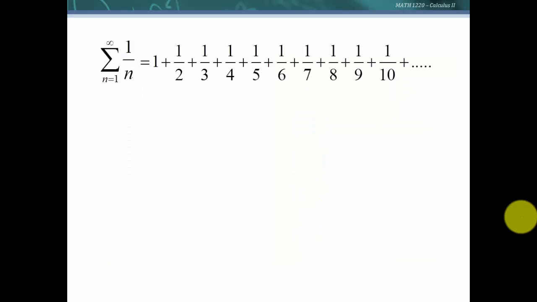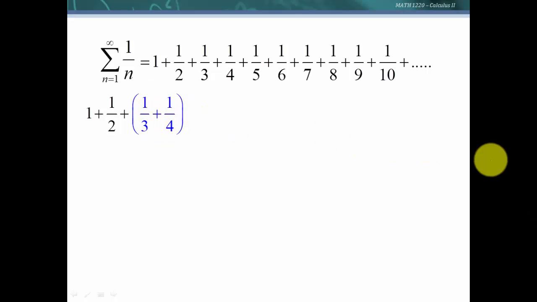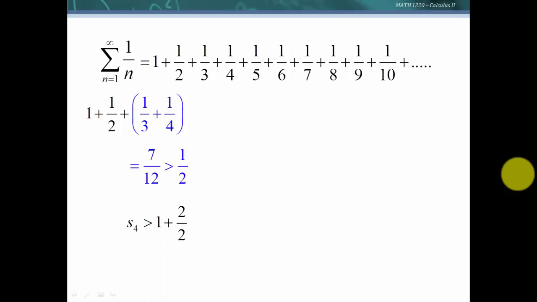So let's look, and what if we added up the first two terms? We'd have 1 plus 1/2. So s sub 2 is 1 plus 1/2. Now when we add on two more terms, 1/3 plus 1/4, that is 7/12, which is more than 1/2. So we could make the statement that the sum of the first four terms is going to be more than 1 plus a half here and a half here, because this is definitely greater than a half, so we know the sum is more than that.